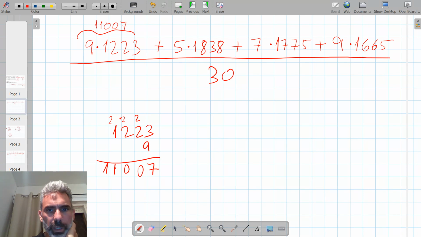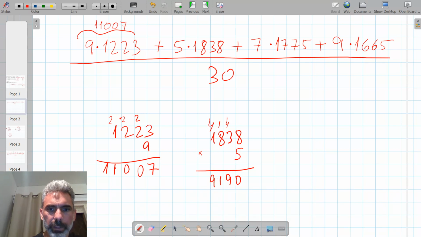Okay, 5 times 1838. 5 times 8 is 40. 5 times 3 is 15, plus 4 is 19. 5 times 8 is 40, plus 1 is 41. 5 times 1 is 5, plus 4 is 9. So this here is 9,190.